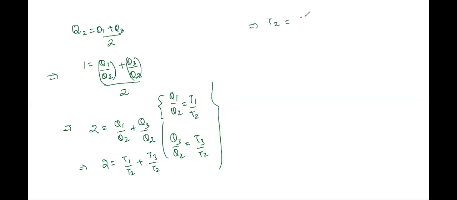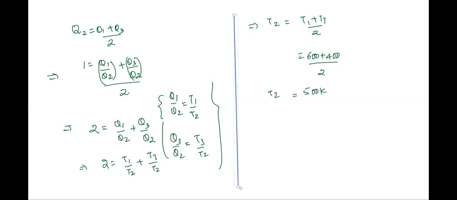T2 is equal to (T1 plus T3) upon 2, and therefore (600 plus 400) by 2, or 500 Kelvin. Are we clear, Atul? Yes, sir. So I really appreciate you, Atul, that you have adopted this technique to reach until one point. Yes, until this point you were really correct.